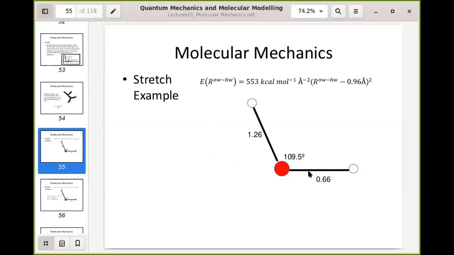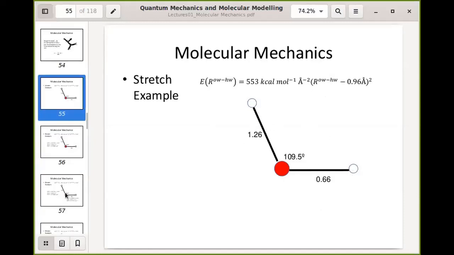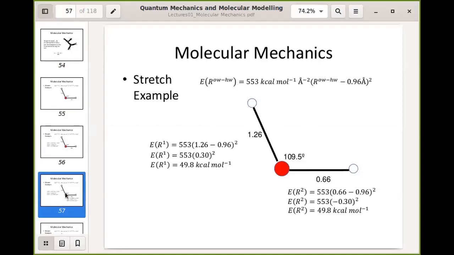Have a look at this molecule here. You see that neither of these bonds are at 0.96 angstroms, so both of them do not have 0 energy, and we can calculate it. And so you can simply put the 1.26 into this equation, or the 0.66 into this equation to calculate the energy due to this bond, or the energy due to that bond. And I have done that. So for the first bond, I've placed 1.26 in. The second bond, I've placed 0.66 in.